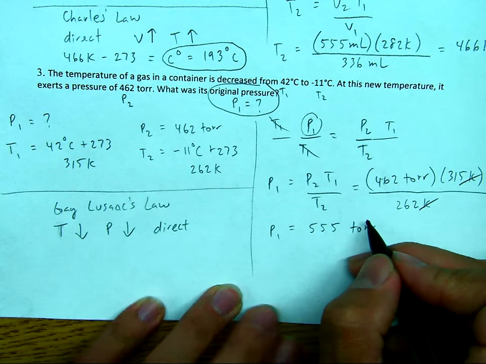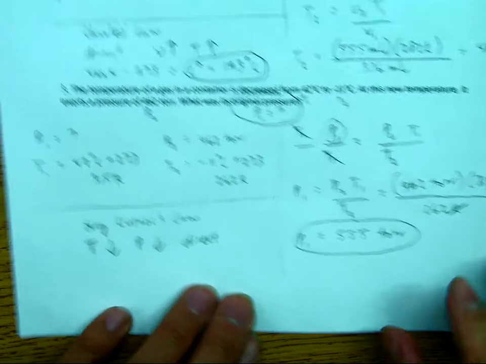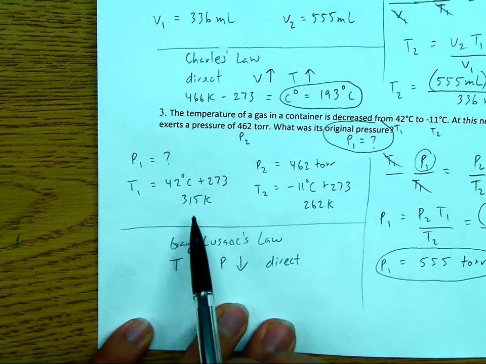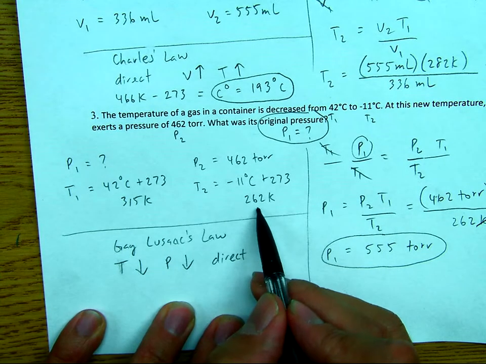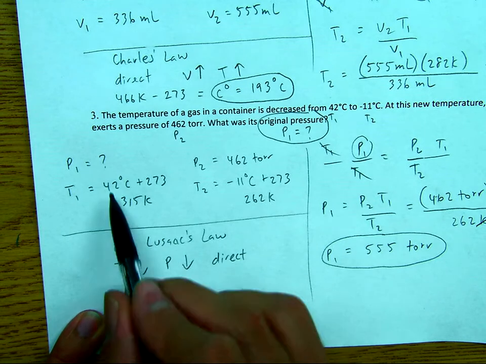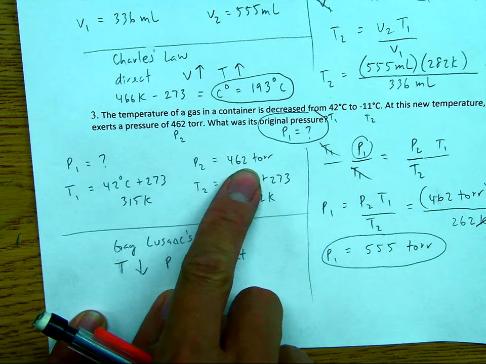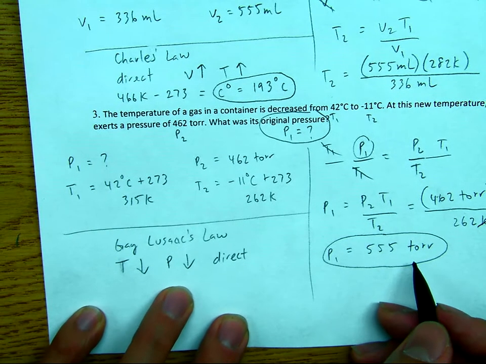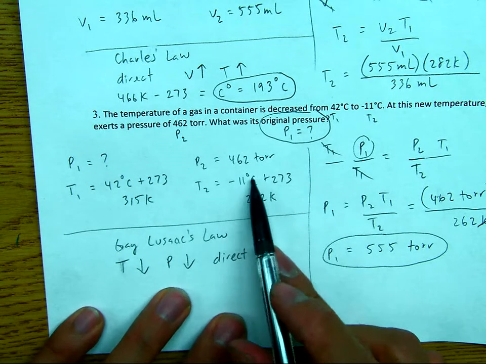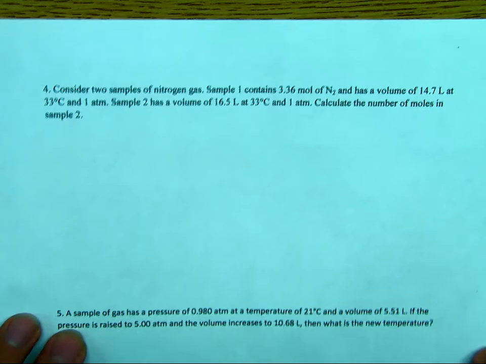Okay. So let's check our work here. So we said that since the temperature is going to decrease, we expect the pressure to decrease too. So P1 has to be larger than P2 for the pressure to decrease, which it is, because 555 torr is bigger than 462 torr. All right, let's move on to problem 4 here. Please read problem 4 to yourself.